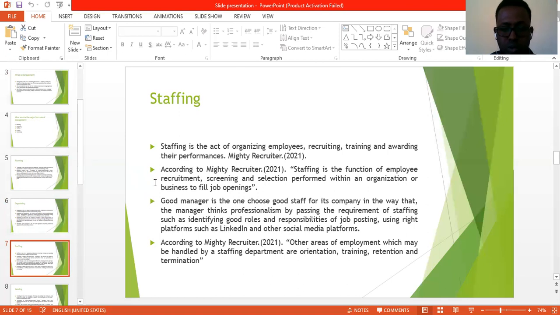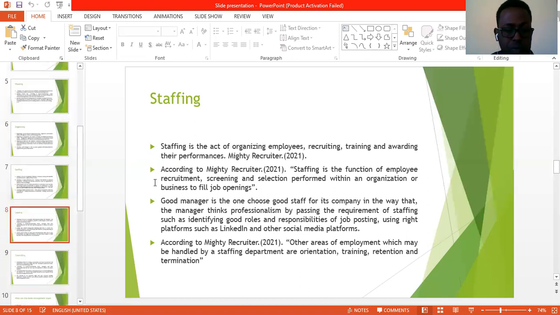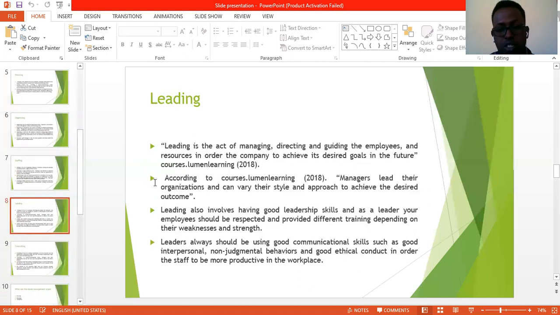So a good manager is the one who chooses good staff for the company, in a way that the managers think professionally by passing the requirements of the staff, such as identifying good roles and responsibilities of the job, and using the right platforms to post those positions, such as LinkedIn and other social media platforms. According to Mighty Recruiter 2021, other areas of employment which might be handled by the staffing department are orientation, training, retention, and also termination.